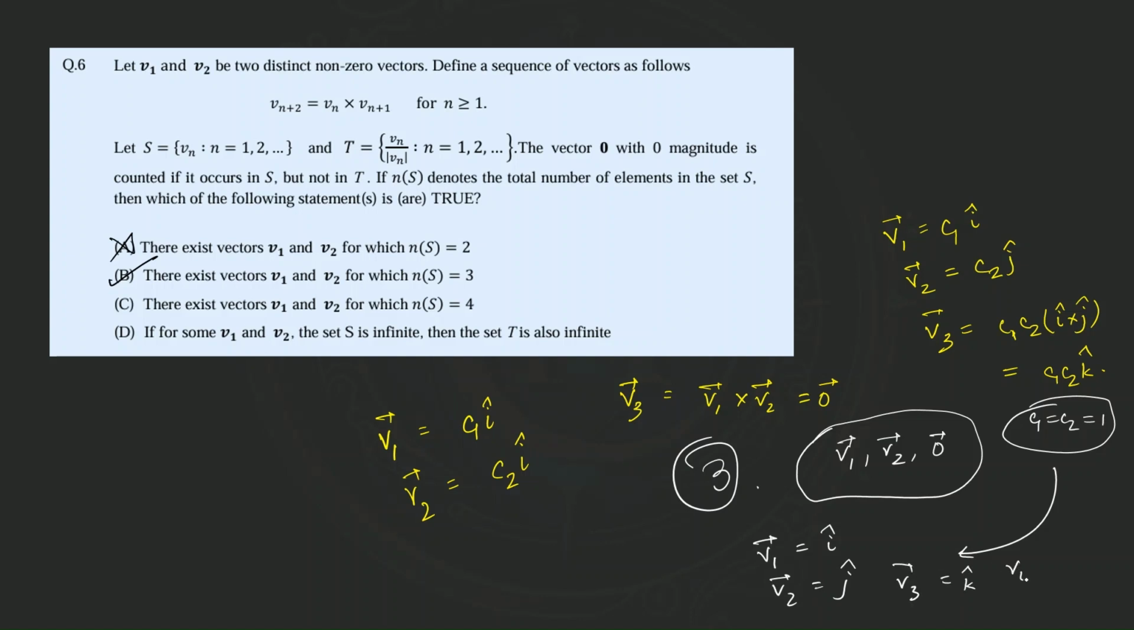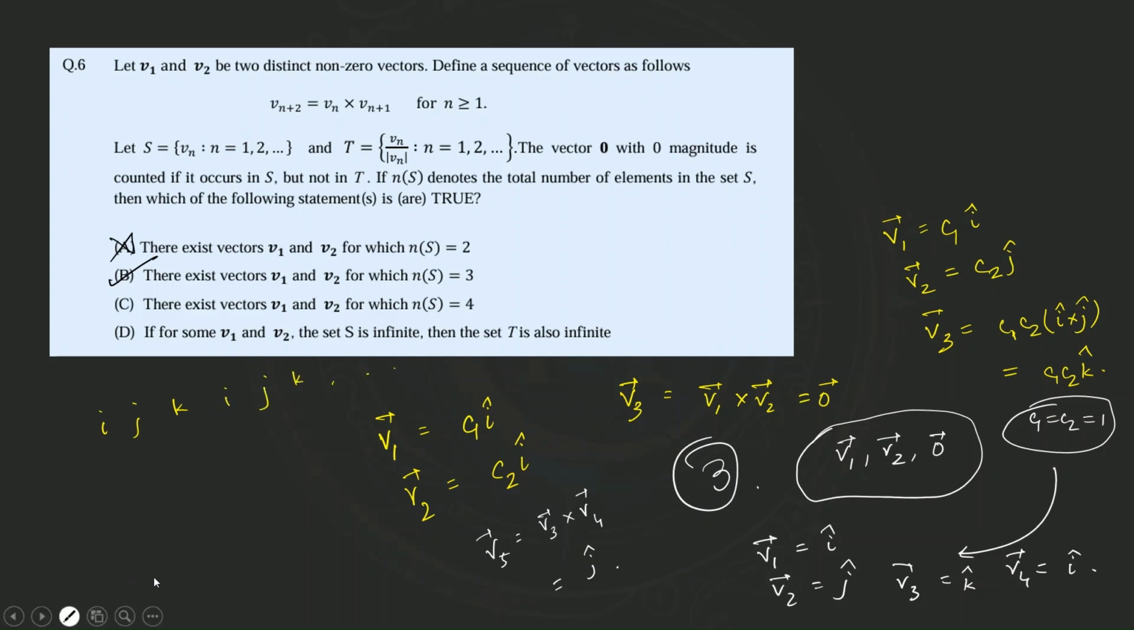So then if we generate v4, v4 will be v2 cross v3, which is j cross k, which is equal to i. And if we generate this vector v5 here, v5 will be v3 cross v4, right? So k cross i will give us j. So again we can see this j is generated. That means we will get a cyclic repeated pattern, right? i, then j, then k, then again i, j, k, and so on.